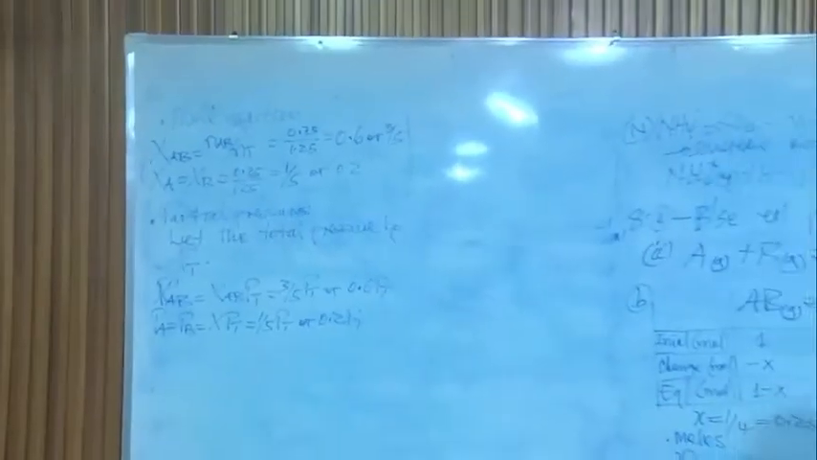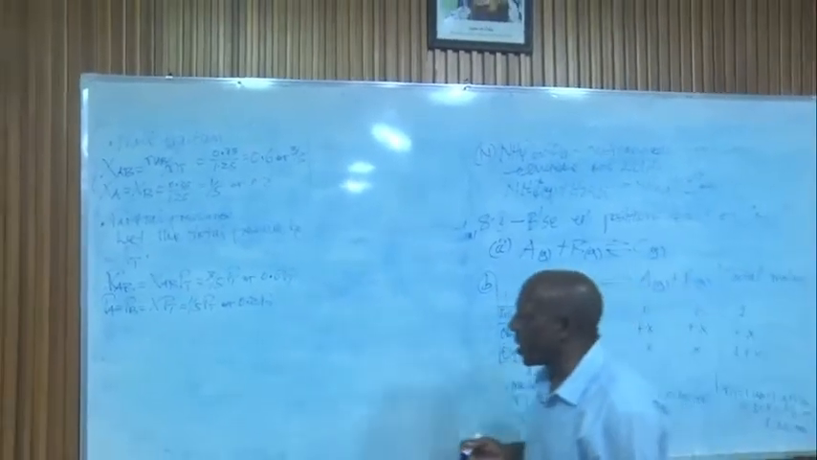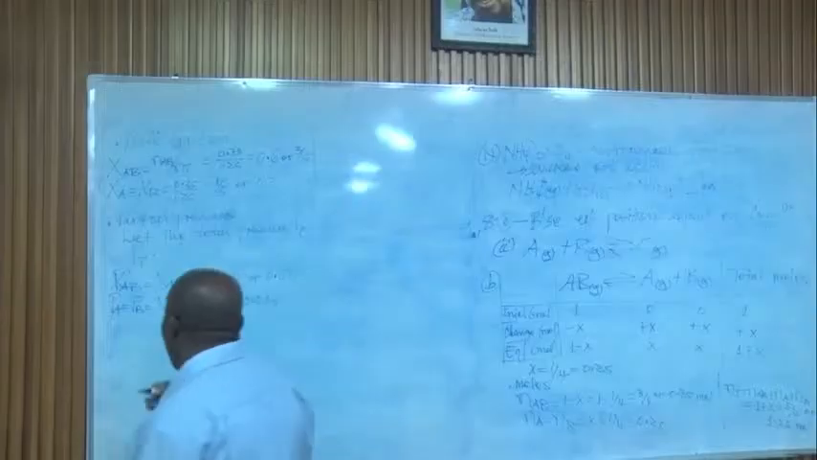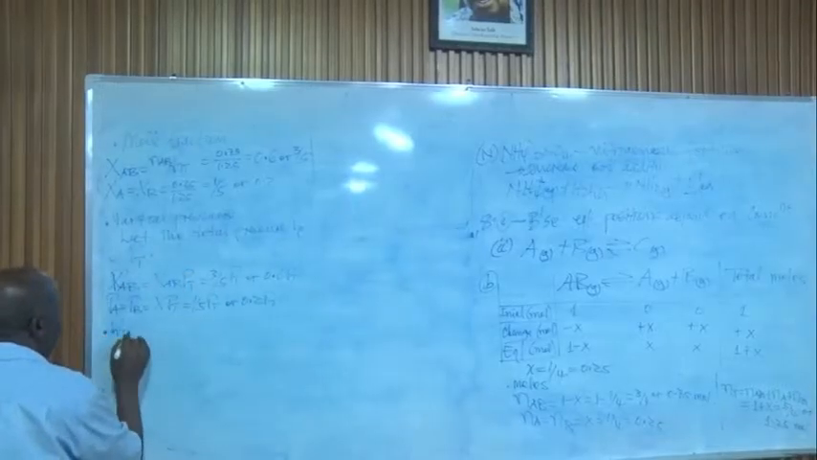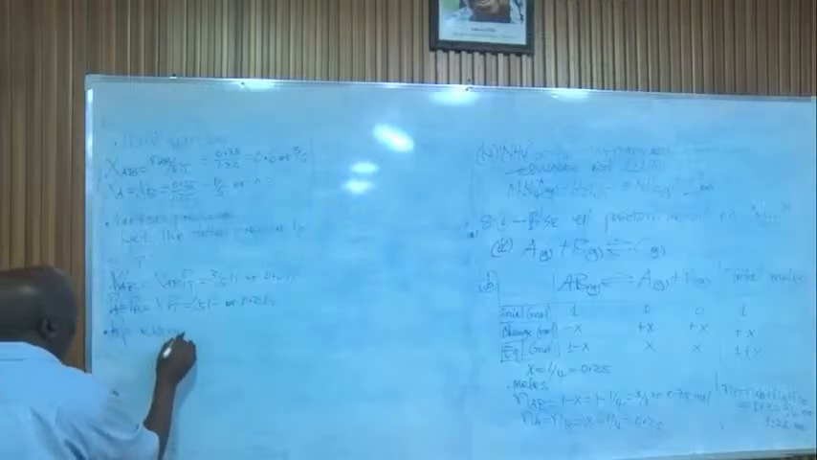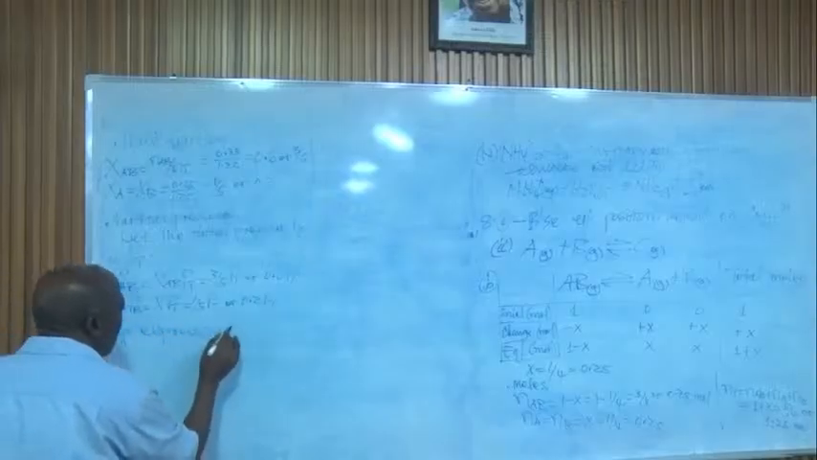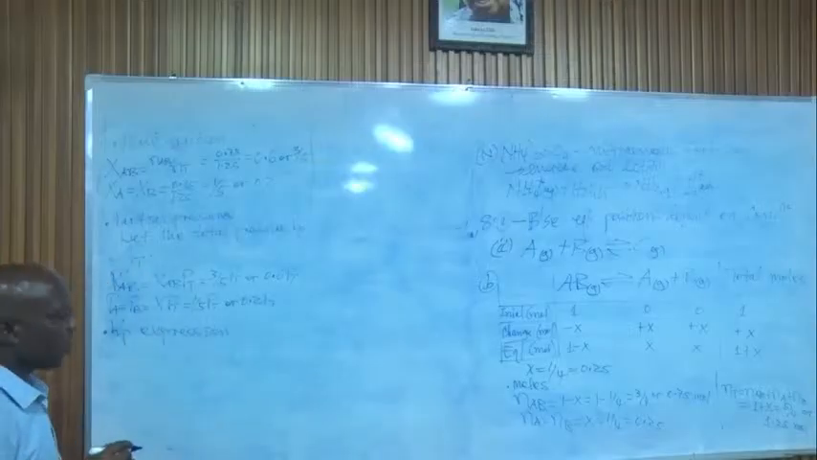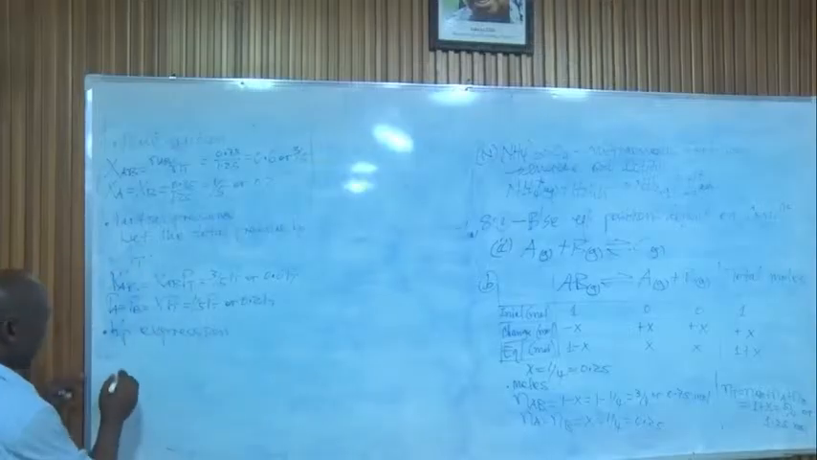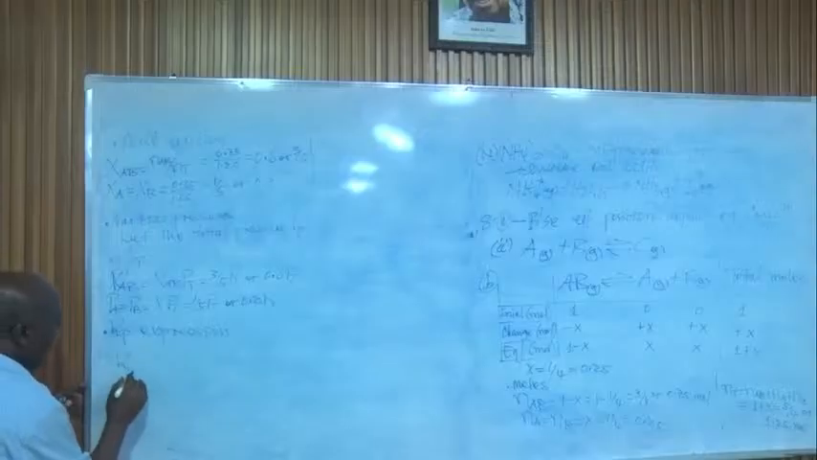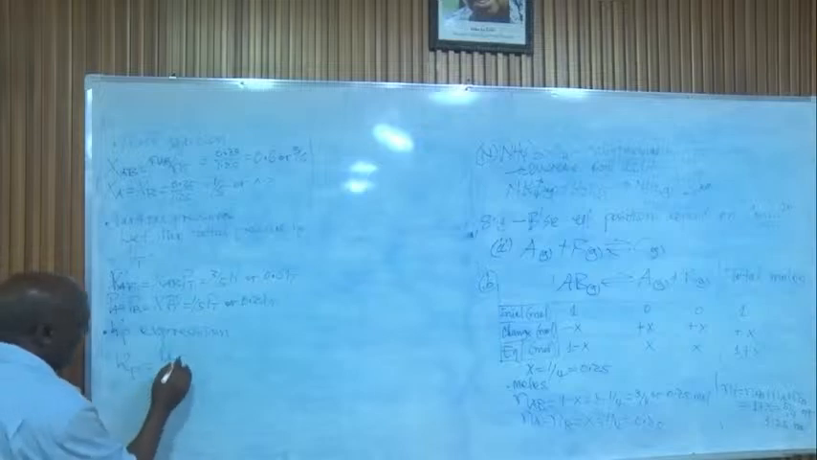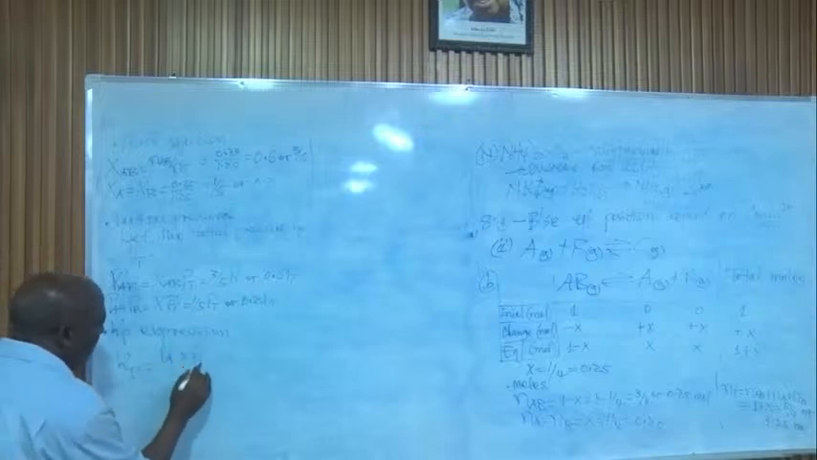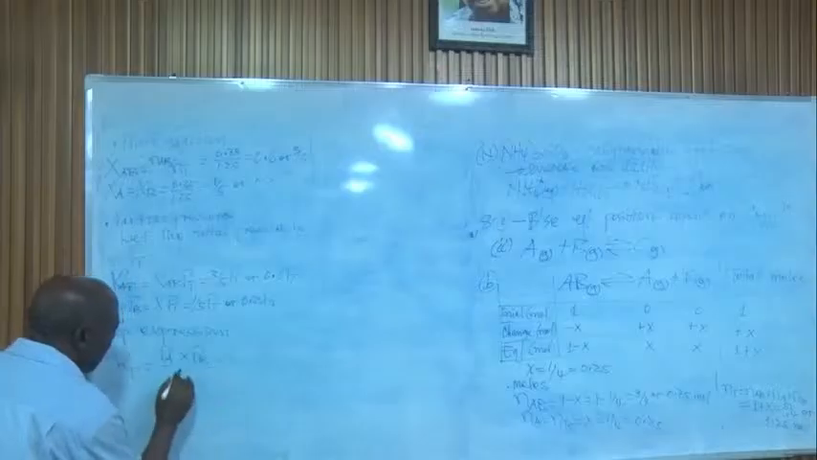That is A, B, and AB. So the last one is the Kp expression. The equilibrium constant Kp in terms of partial pressure is given as: Kp is equal to the partial pressure of A, that is a product, times the partial pressure of B, another product, divided by the partial pressure of AB, that is the reactant.